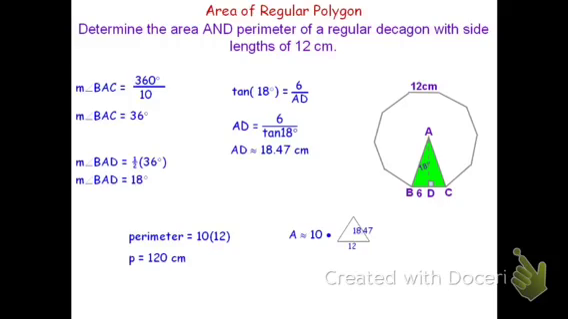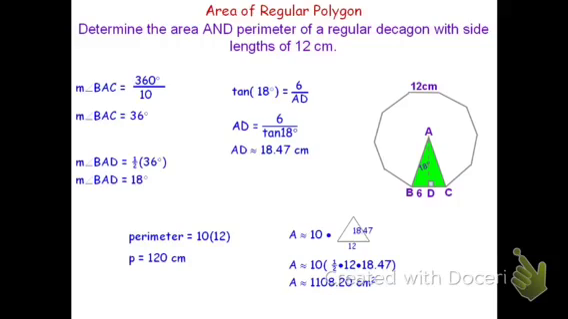Now each triangle is half of base times height, and I have 10 triangles, so I have 10 times half times base times height, or 10 times half times 12 times that 18.47. Again, now would be a good time to grab my calculator and multiply it out: half of 10 is 5, 5 times 12 is 60, 60 times 18.47 is 1,108.20 centimeters squared. And again, it is an approximation, so make sure it has the approximation symbol.